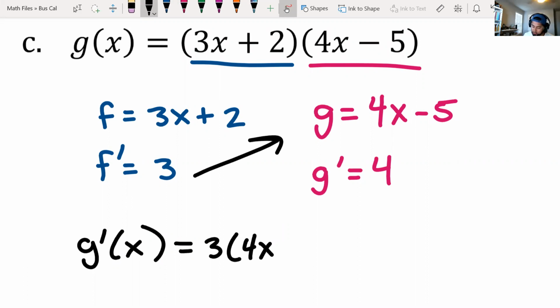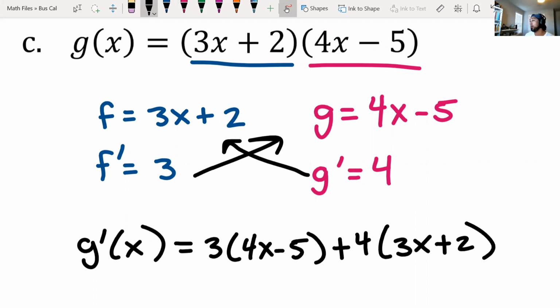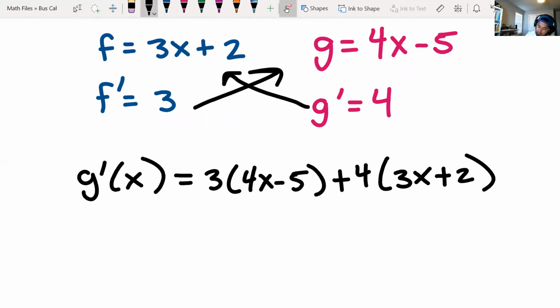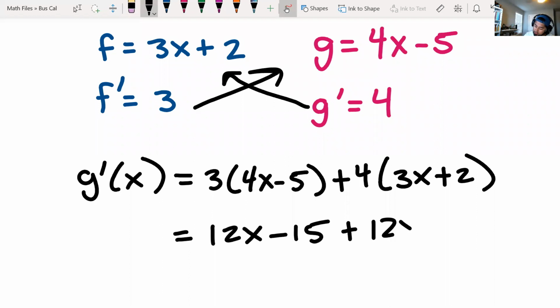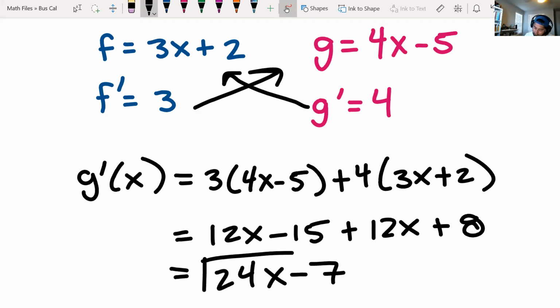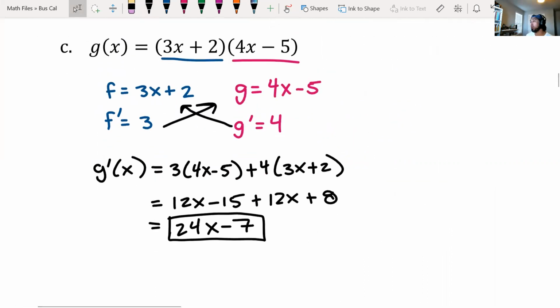3 times 4x minus 5 plus 4 times 3x plus 2. Calculus is done. Product rule is done. Algebra on. And we get 12x minus 15 plus 12x plus 8. And combine like terms, we get 24x minus 7. There we go. Product rule again.